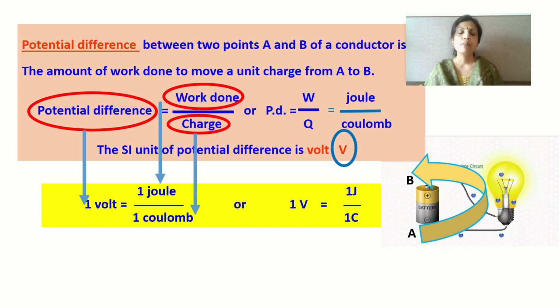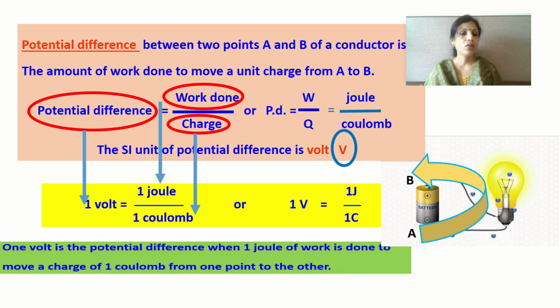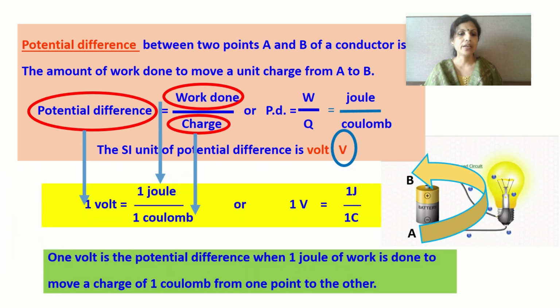So I'll say potential difference is said to be 1 volt when 1 joule of work is done to move a charge of 1 coulomb from one point to the other point. So this way we can define the SI unit of potential difference. Alright children, so I hope the things are clear to you: what is the meaning of potential difference and why it is necessary in the electric conductor.